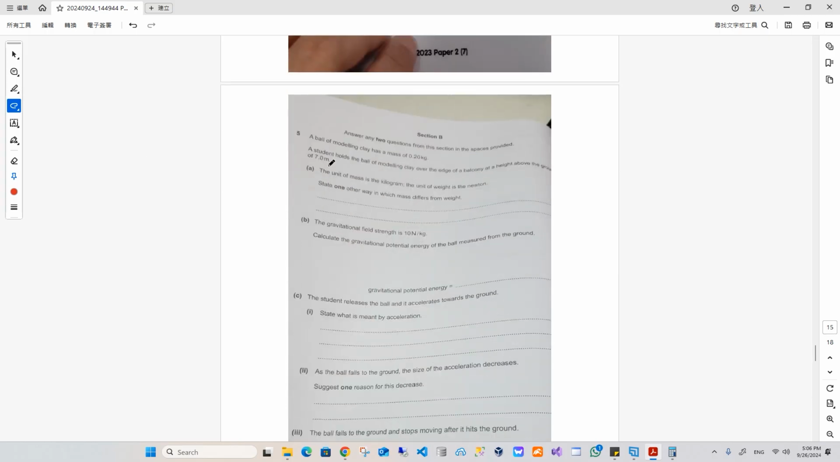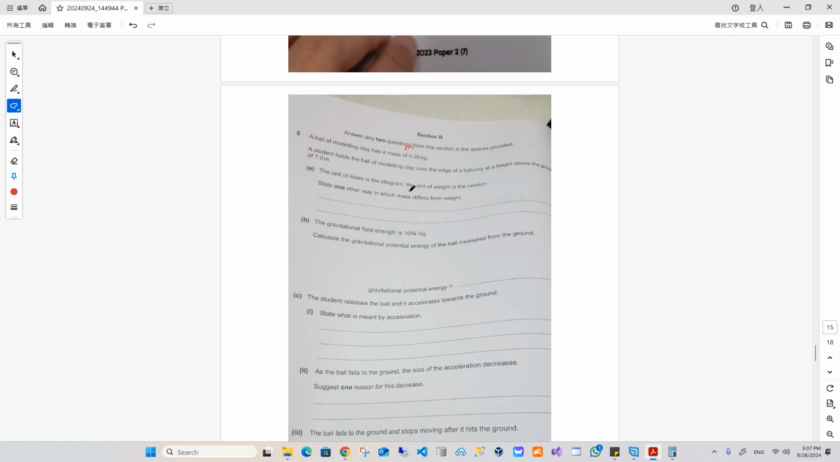A ball of modelling clay has a mass of 0.2 kg. Answer any two questions. A student holds the ball of modelling clay over the edge of a balcony at a height above the ground. But you never tell me how tall this student is. Never mind. I treated the balcony together with the boy's hand, and the exact height is actually 7 meters.